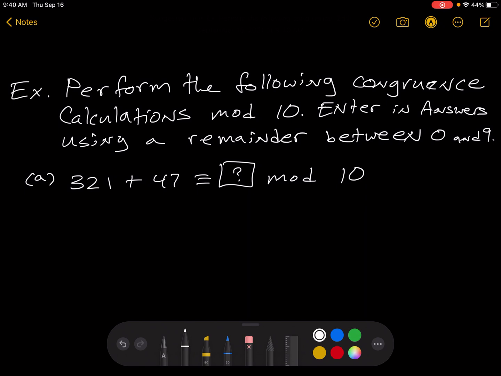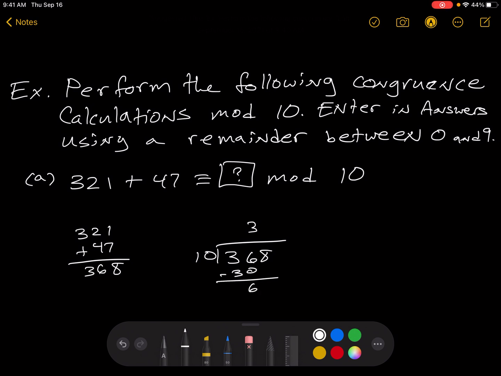Now, one way you could approach this is you could add 321 plus 47. Let's see, what is that? 321, 47. That's 368. And then do 368 divided by 10. It goes in 3 times. You get 30. You get a 6, so it doesn't go in there, right?